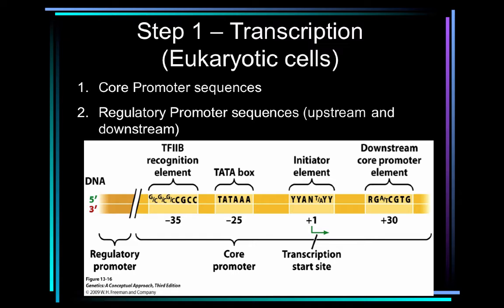And those promoter sequences are just going to create more specificity and more complexity so that specific genes have many different checkpoints so that they are not turned on sooner than they need to be. And then eukaryotic cells also have a regulatory promoter sequence that resides upstream and downstream from the promoter region.